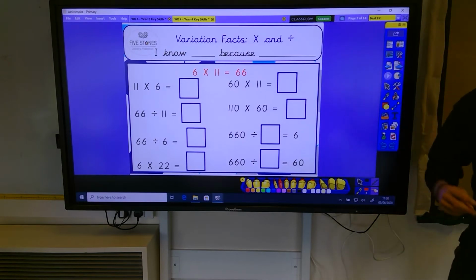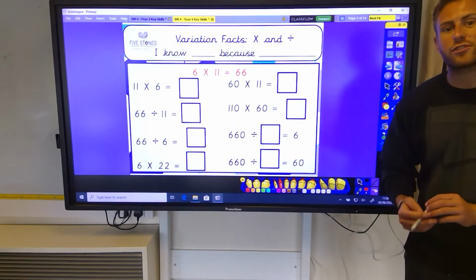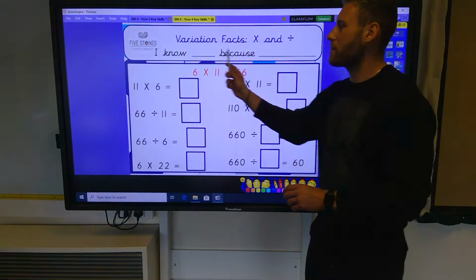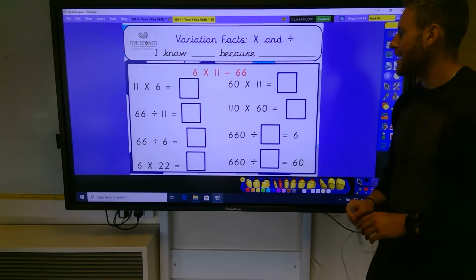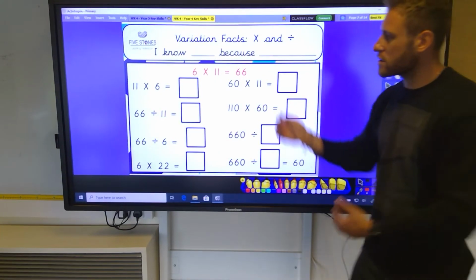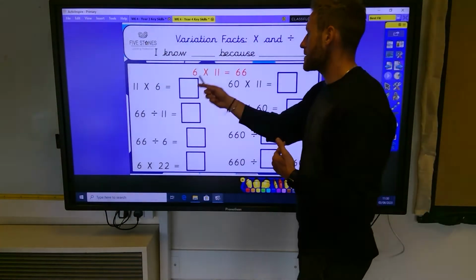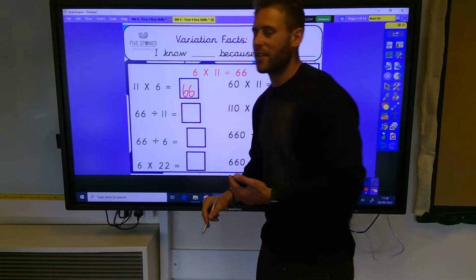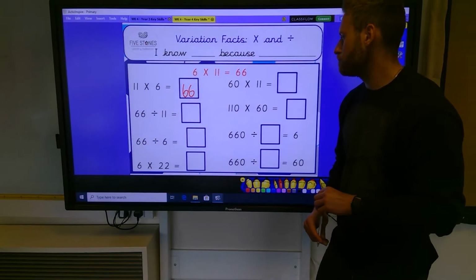Now, activity 2, so part 2 of our lesson today. We're going to look at some variation facts. These variation facts are to be solved by using the fact that we know is true. Okay, so if we know that 6 times 11 equals 66, which we do, we can solve many other facts as a result of that. So help me out here. 6 times 11 is 66, so 11 times 6 is 66. Fantastic. They're completing some of the fact family facts that we know.